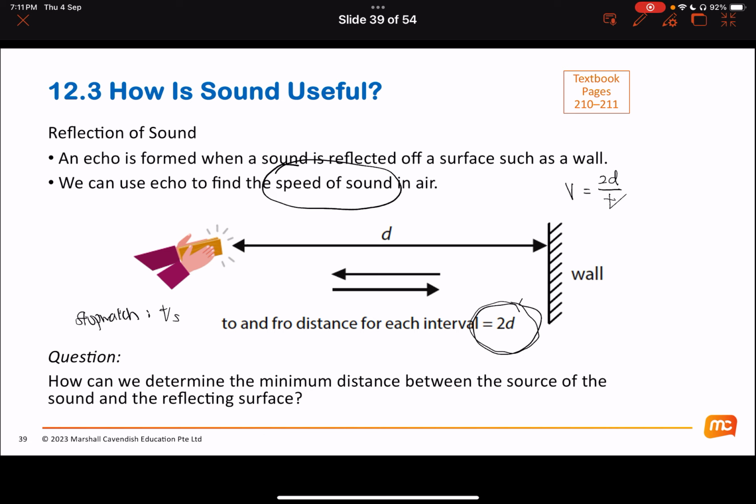And when it comes to this d, we actually meant it as the minimum distance, which is just the perpendicular distance, because the shortest distance it will take to travel back will be the first sound you will hear. That will be the first echo that comes back, because the sound can travel in any direction, sure, but the sound that travels the shortest distance will come back to you the fastest.